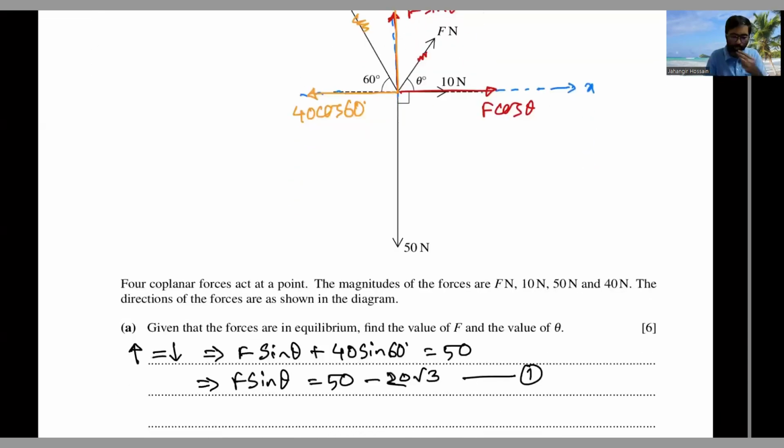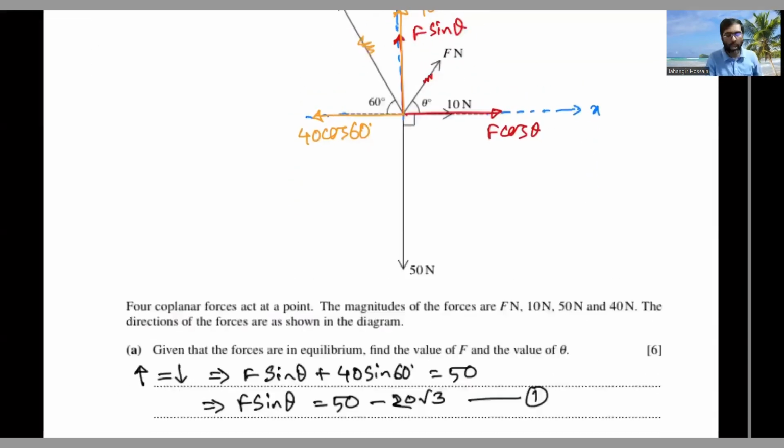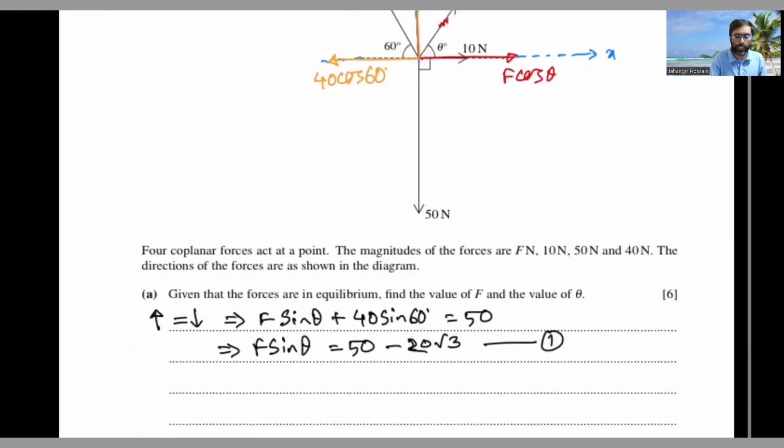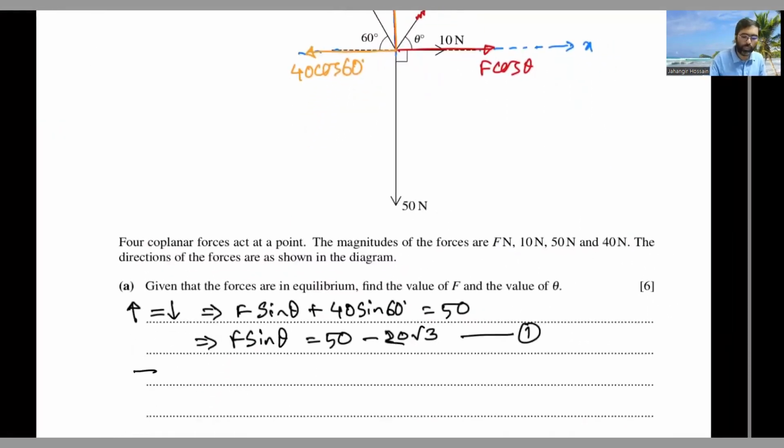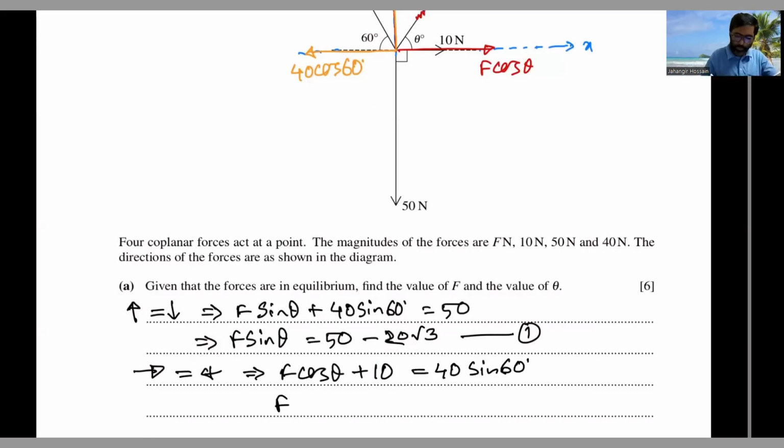Then if we resolve horizontally, we have 10 plus F cos theta. We resolve horizontally: the sum of components in the positive direction, F cos theta plus 10, equal to 40 cos 60. My bad, not tan 60. See in the diagram, 40 cos 60.